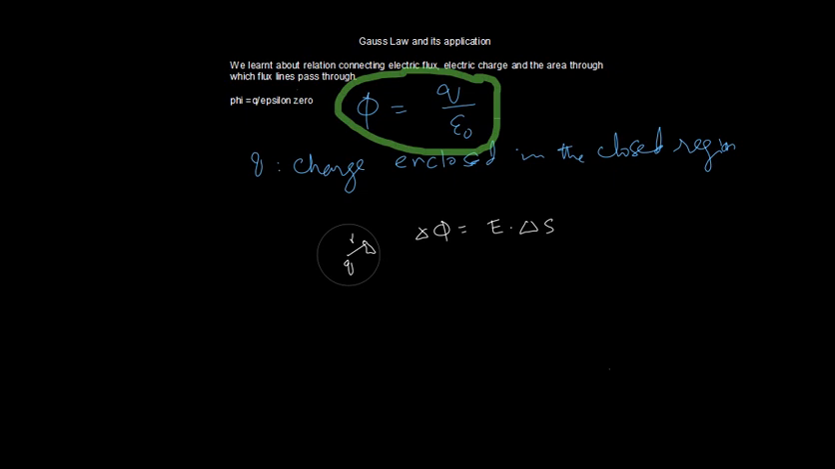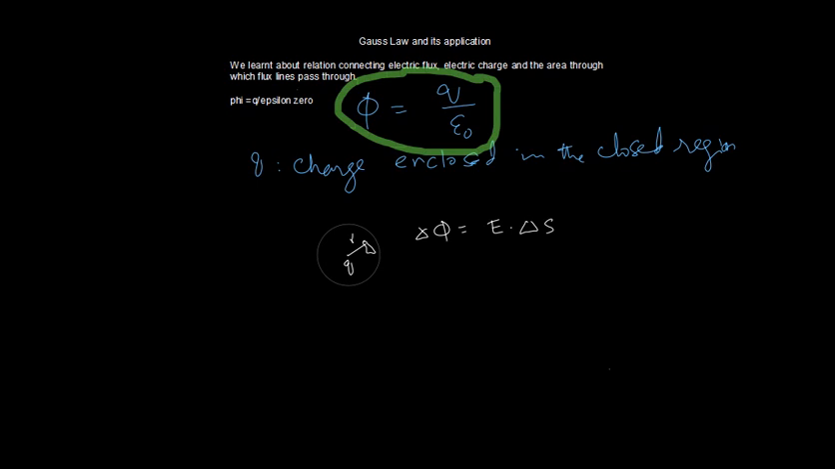So q is the charge enclosed in the closed region. If they say define Gauss law or state Gauss law, you have to write this circled one: phi equal to q by epsilon naught. Phi is the total flux and q is the total charge enclosed in the region. Epsilon naught is the permittivity of the free space. You are able to hear me, right?